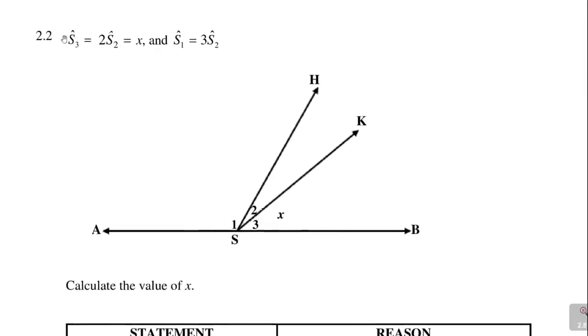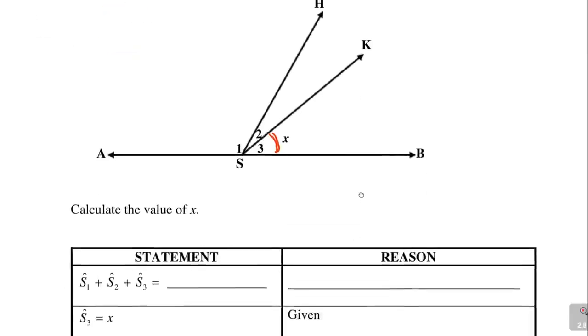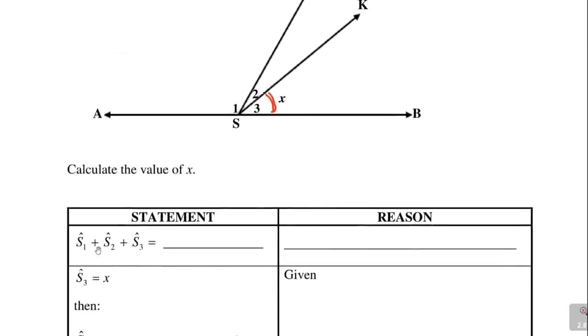2.2, which says S3 is equal to 2S2. Now, S3 is this one. Is equal to 2S2. Okay, there's a statement which equals to, and then S1 is 3S2. And then they're saying calculate the value of X. And then you give reason. Now, S1 plus S2 plus S3. Let's come back to this one. S1 plus S2 plus S3. Do you see what you're having here?